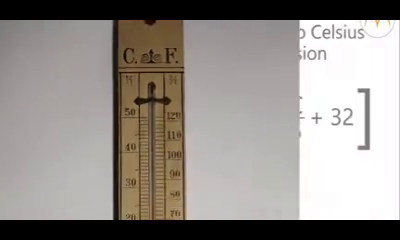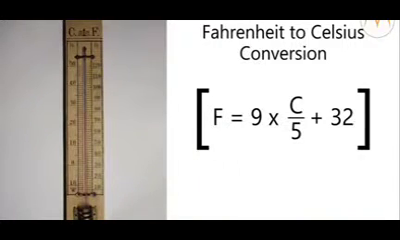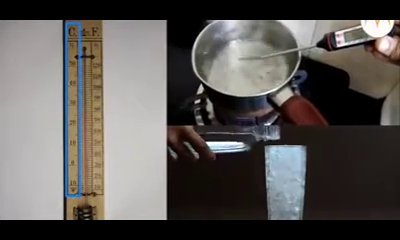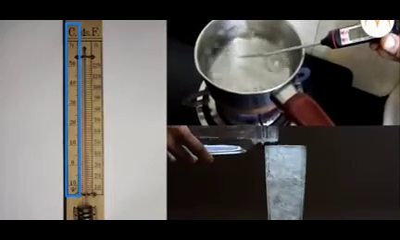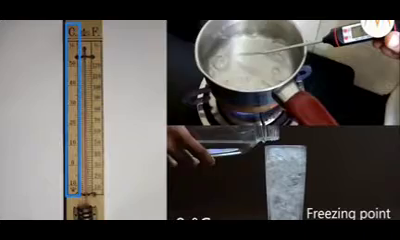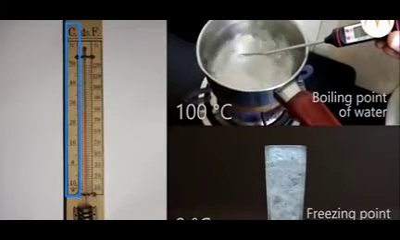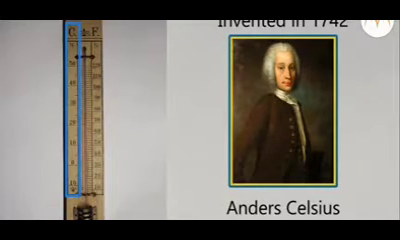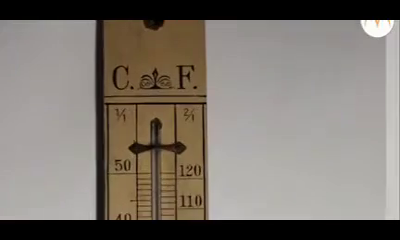The conversion formula for a temperature that is expressed in Celsius to Fahrenheit is F equal to 9 multiplied by C divided by 5 plus 32. Celsius temperature scale, also called as centigrade temperature scale, is the scale based on 0, that is for the freezing point of water, and 100 for the boiling point of water. Invented in 1742 by the Swedish astronomer Anders Celsius, it is sometimes called as centigrade scale because of the 100-degree interval between the defined points.